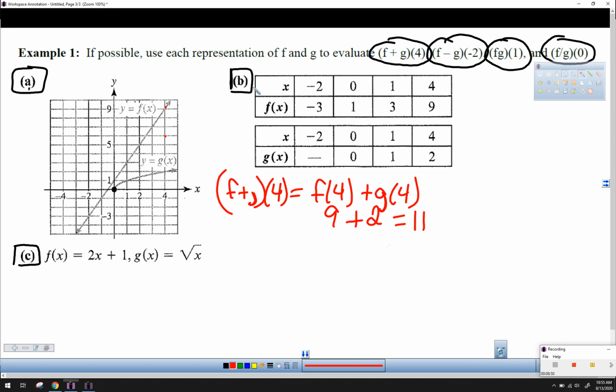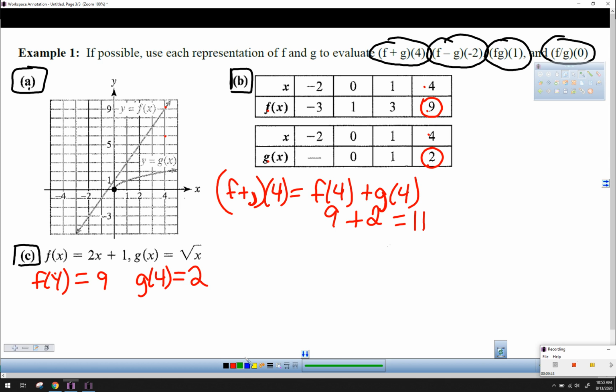If we look at it through the numerical representation, f of 4 is 9, g of 4 is 2, 9 plus 2 is 11. And finally, if we look at it from the symbolic representation, if you simply plug 4 into the f function, you would get 8 plus 1 is 9. If you plug 4 into the g function, you would get the square root of 4, which is 2. 9 plus 2 is 11. So sure enough, they all check out.